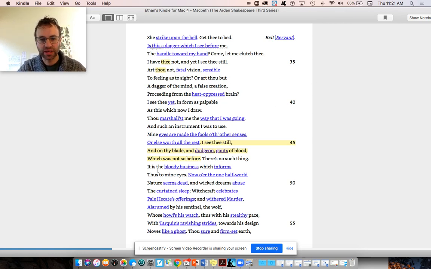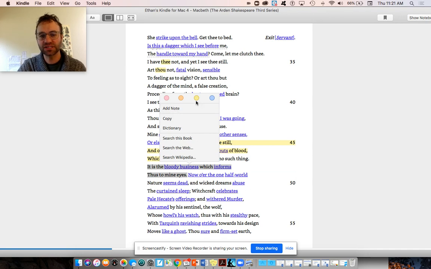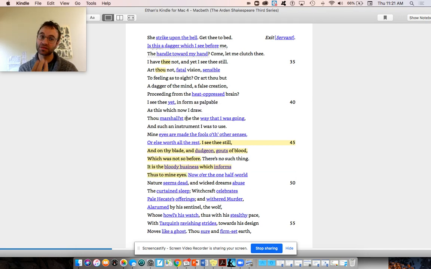There's no such thing. And now it turns in an interesting way, because he sees the blood, and you're going to see this word blood so much in this play. This play is all about blood, because he's saying, I see the little drops of blood. And he says, "It is the bloody business which informs thus to mine eyes." So now he's kind of interpreting. He's saying that this hallucinated dagger is not real, but it's rather like a symbol of this violence, this bloody business. And I love that alliteration of bloody business.